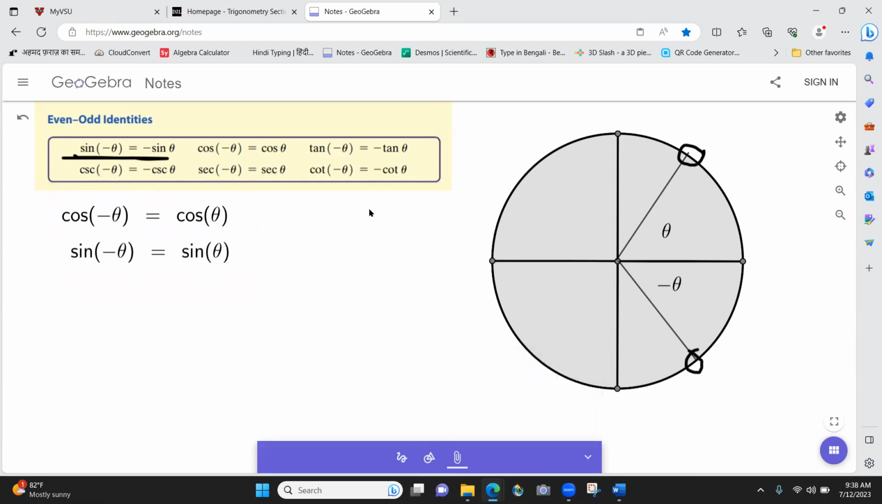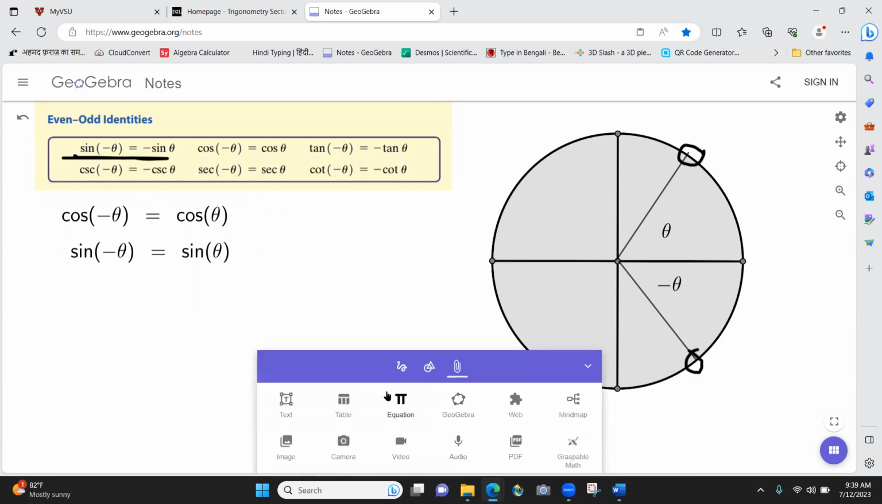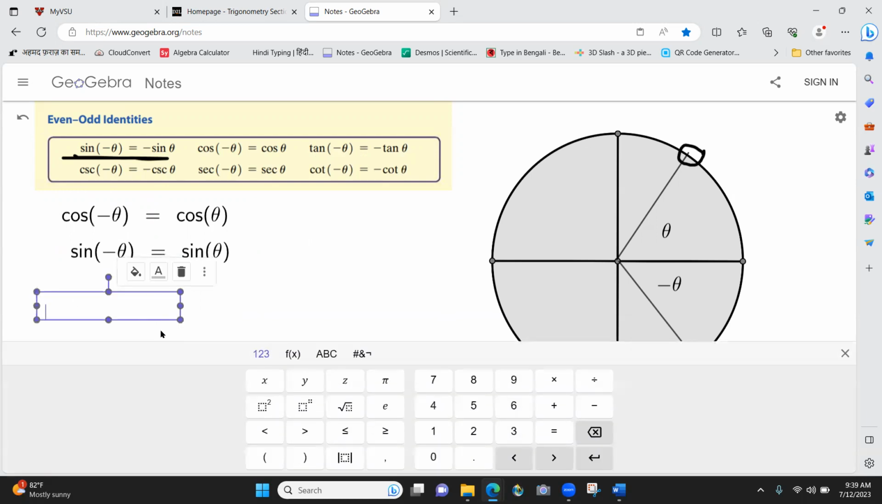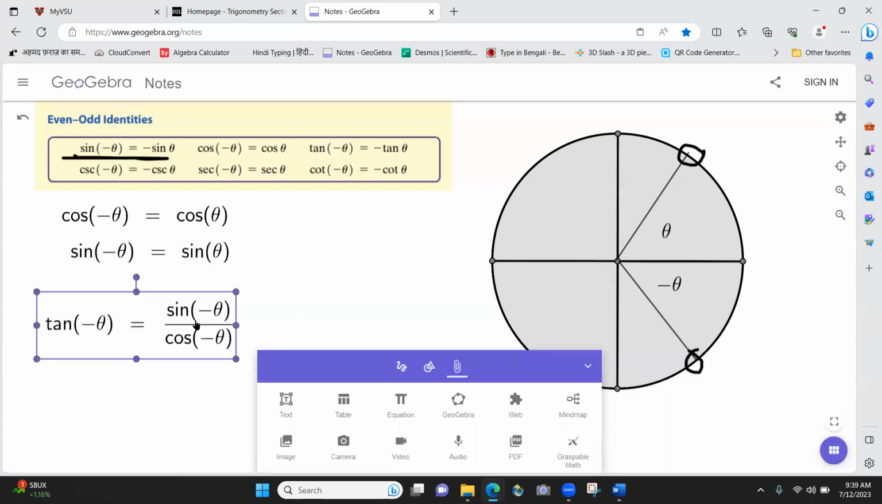So let's say I want to know what tangent minus theta is. Is it negative tan theta or is it something else? We'll figure it out. So instead of tan negative theta, I'm going to write sine negative theta divided by cosine negative theta. Why? Because that's how tangent is defined.